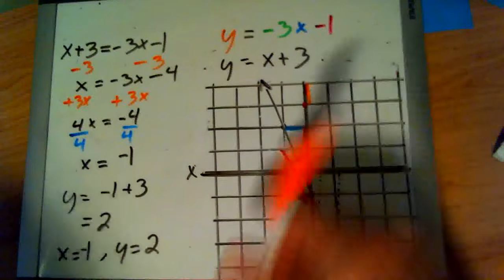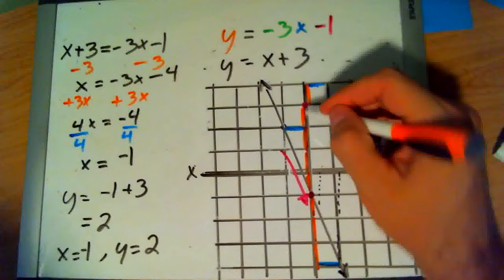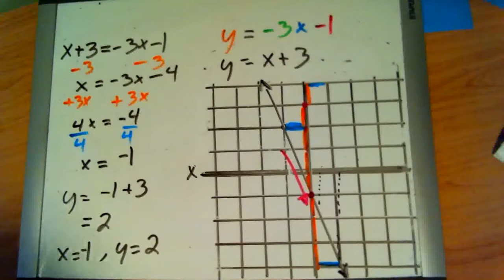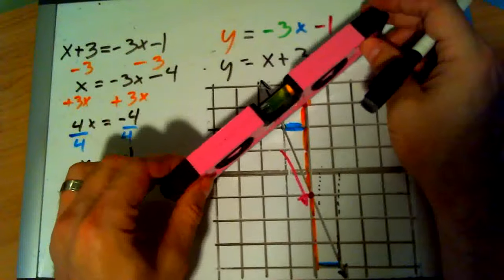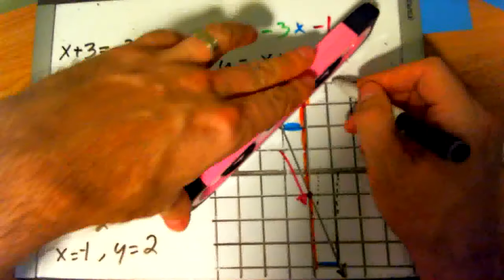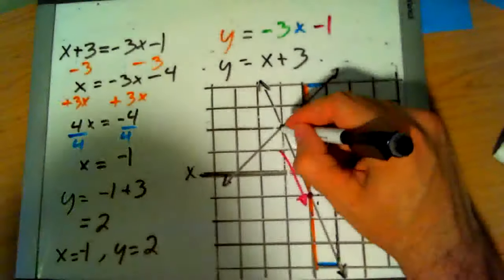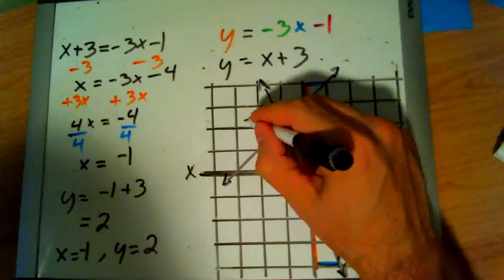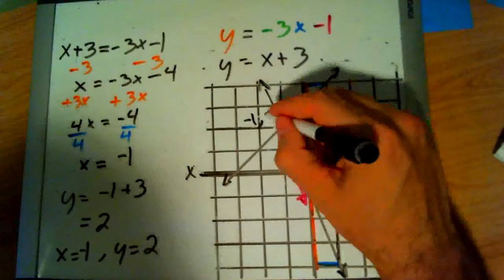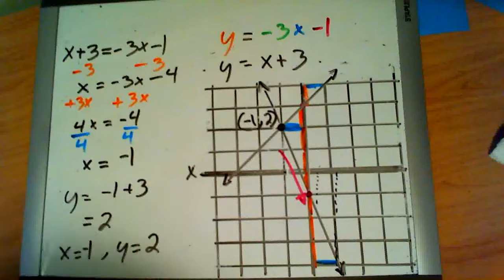Let's do this a second way by graphing this second equation. So the y-intercept is 3, and it has a slope of 1. And as we draw our line, we should find that the two lines meet at (-1, 2). So x equals -1, y equals 2.